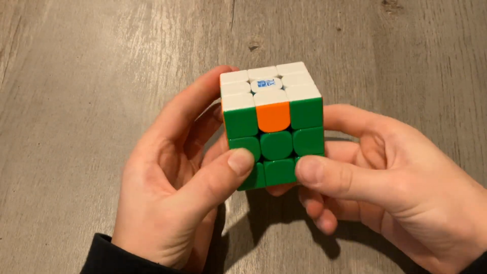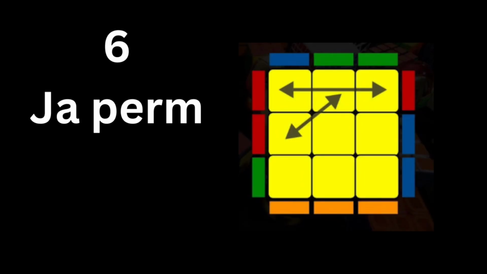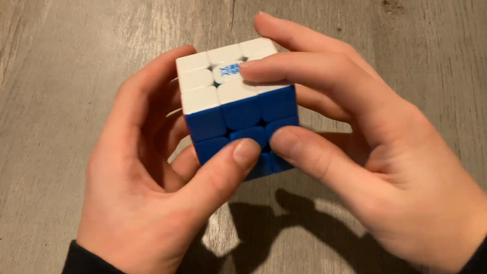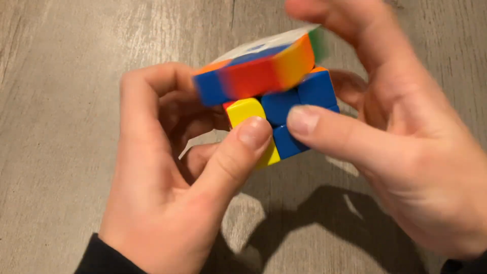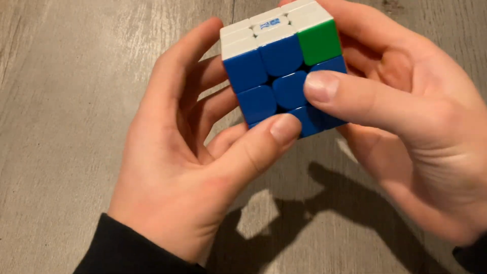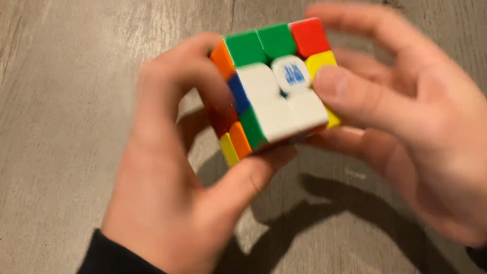At number 6, I have JA-perm. This is definitely worse than the other J-perm, as it's kind of like the lefty version of it. And depending on the orientation of it, I'll either do it lefty or I'll do the other algorithm for it. This is still a great algorithm, but it's not quite as good as the other J-perm.